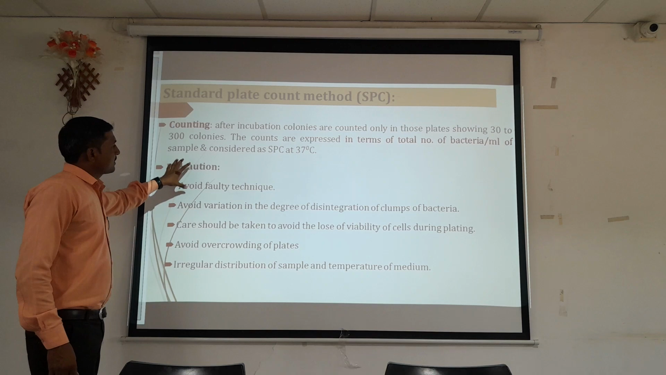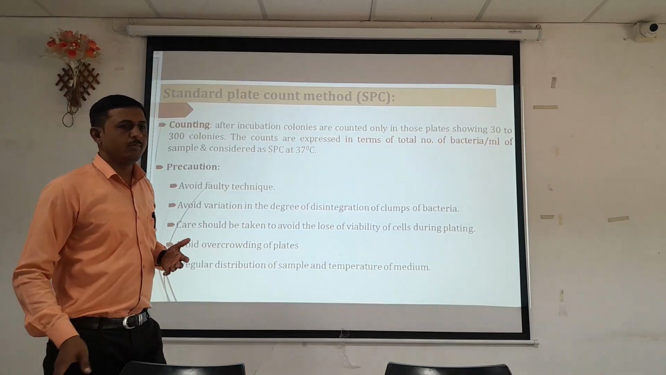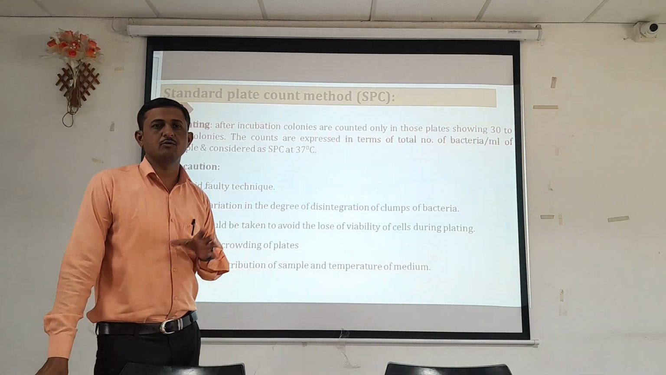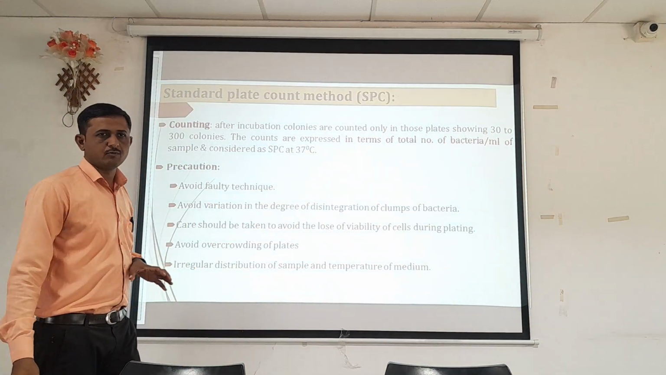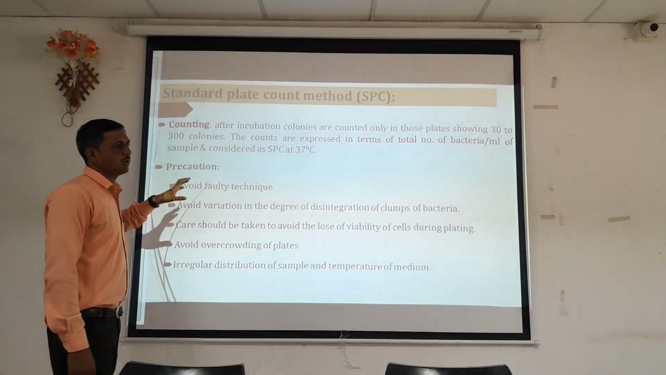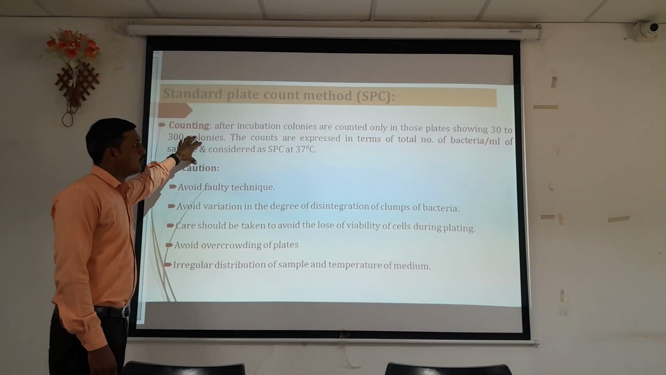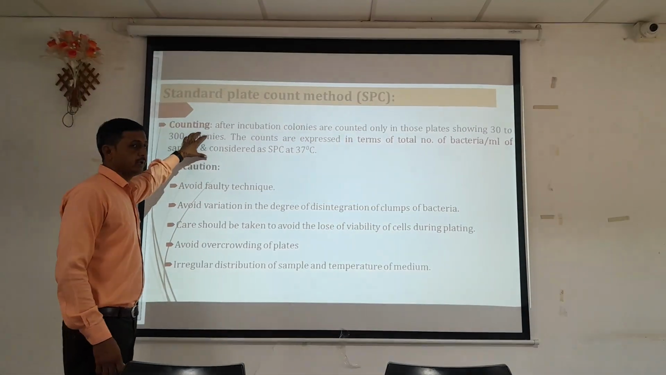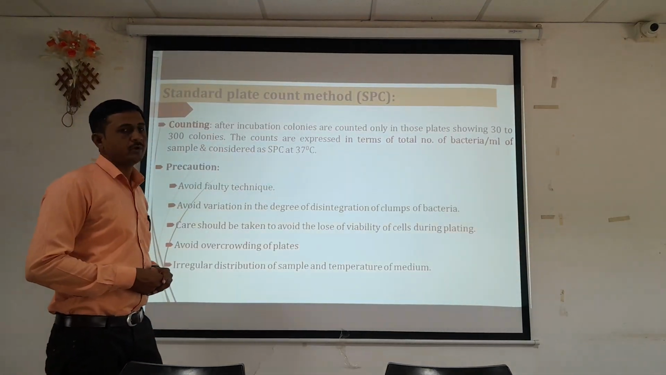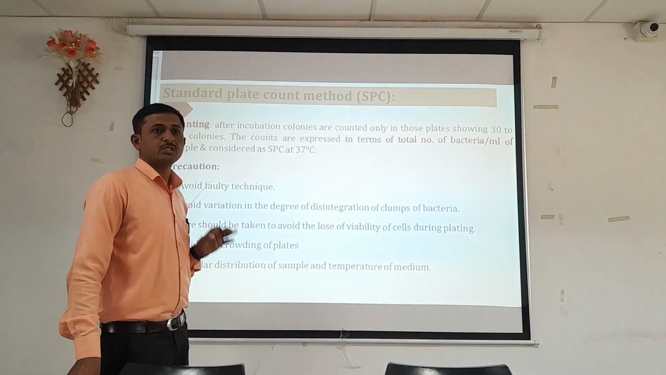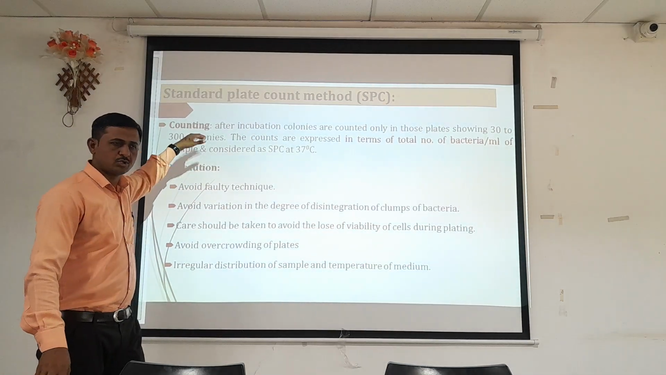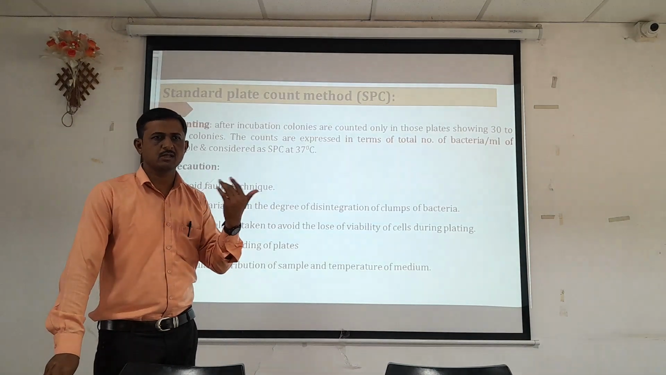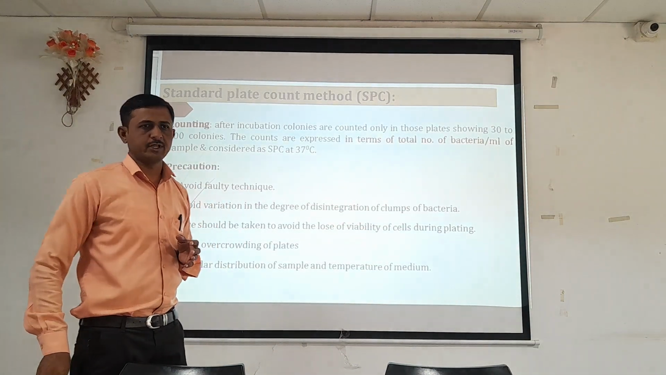After inoculation, we have to place the plate inside the incubator at 37 degrees Celsius for 24 hours. That is the optimum temperature for 24 hours incubation. After that, we have to count the number of colonies observed on the plate. So it is nothing but counting. After incubation, colonies are counted only in those plates showing 30 to 300 colonies. Above 300 colonies, they are considered not countable. That's why that plate is not considered for counting.